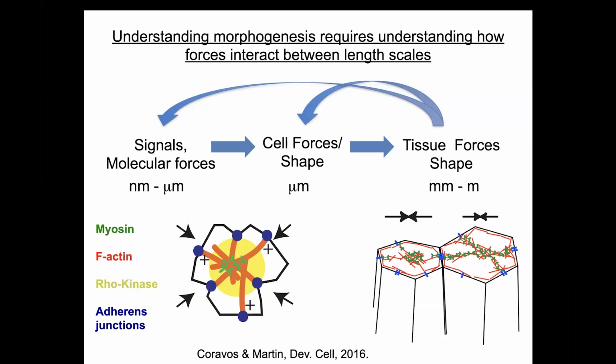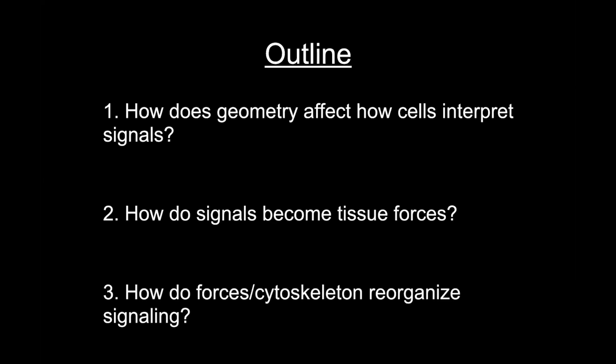So for today, I wanted to tell you a couple stories. First, I want to tell you about how geometry affects how cells interpret signals. Then I'll tell you about how signals add into tissue level forces and some important principles there. And then finally, I'll talk about how the forces and the cytoskeletal structures that assemble in response to the signals then feed back and influence the signaling in the cell.